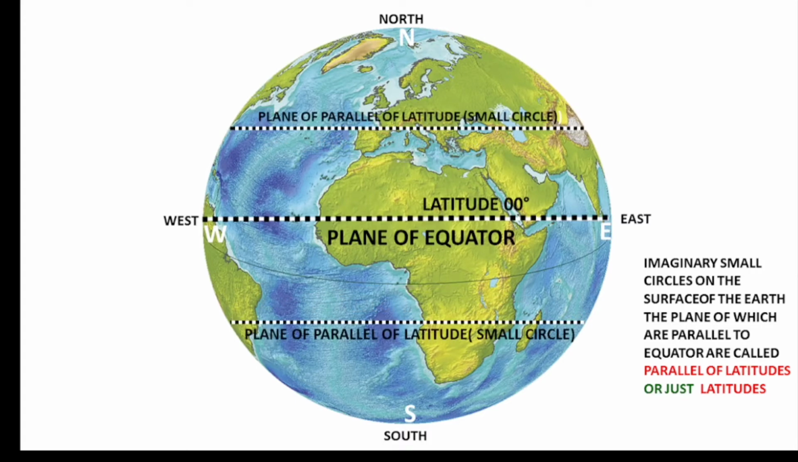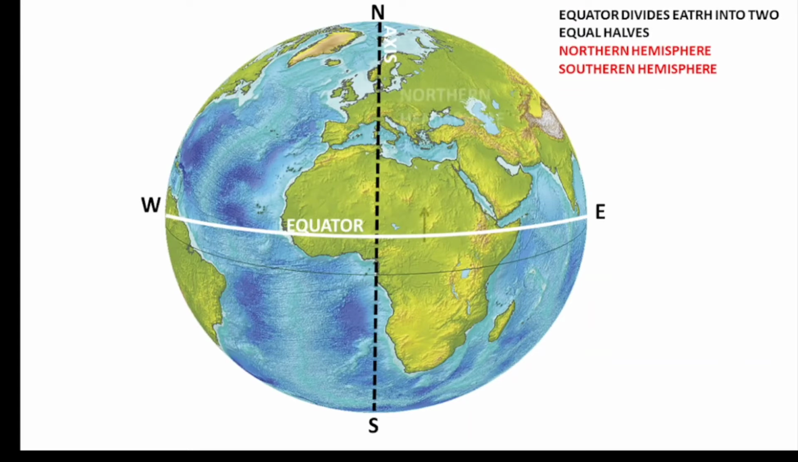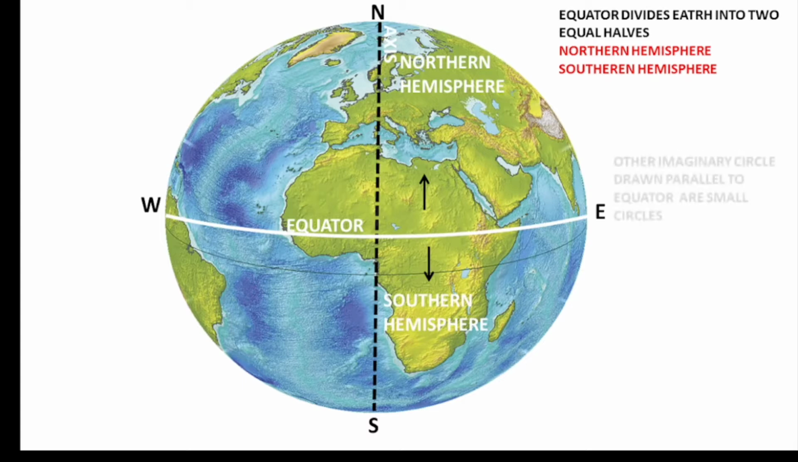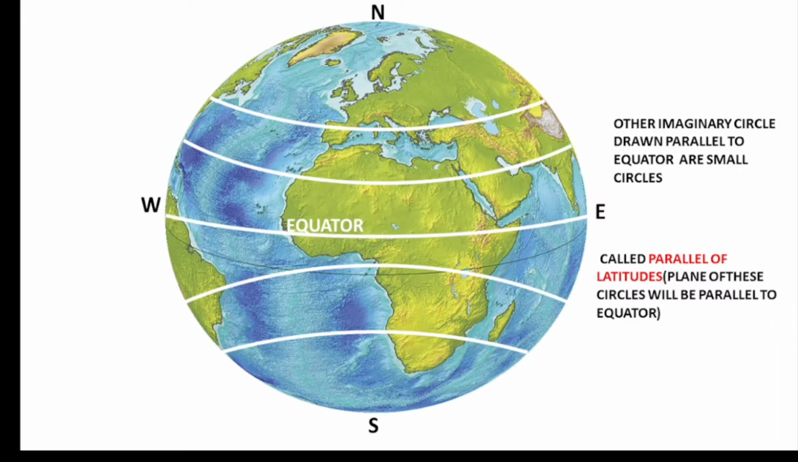And here I am just showing you the plane of those small circles. So it divides the earth into two equal halves of northern and southern hemisphere. All the small circles which we draw parallel to the equator are called parallels of latitude, simply latitudes. And being parallel to the equator, they will also be running east and west. I am emphasizing this point because this is going to be important when we talk about plane and parallel sailing.